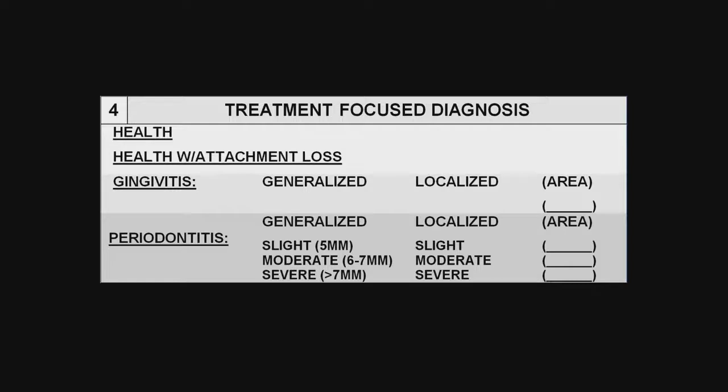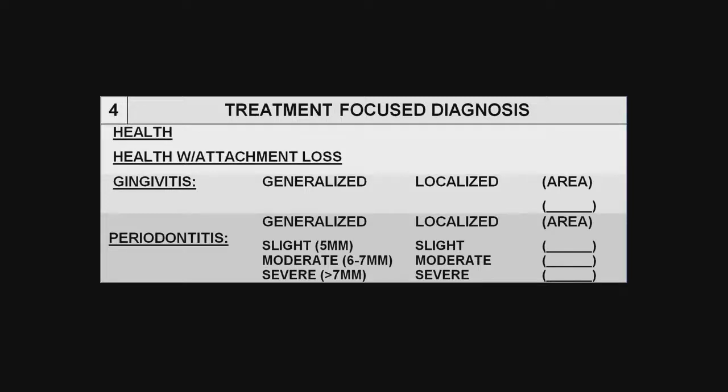So let's look at a typical treatment-focused diagnosis that we would see in our dental clinic with our dental students. There would be a localized gingivitis in the mandibular anterior area, and there would be a localized slight periodontitis in the molar areas. Now you have the diagnosis. Now you also have the treatment plan.